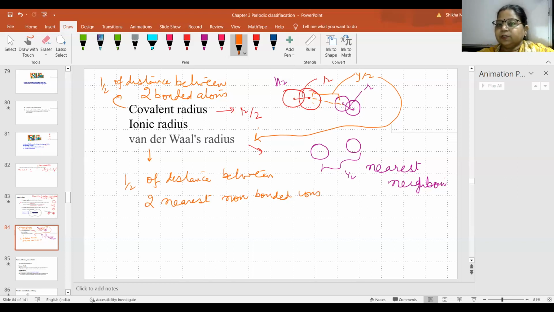Now looking at this first picture, can you tell me which one will have a higher value, ionic radius or covalent radius, or van der Waals radius? Okay, since I have not discussed ionic, let's talk about covalent and van der Waals first. Which will have a higher value? You can refer to the image of the H2 molecule.